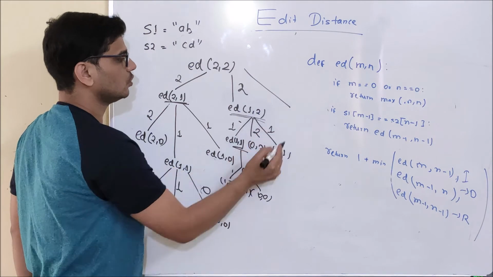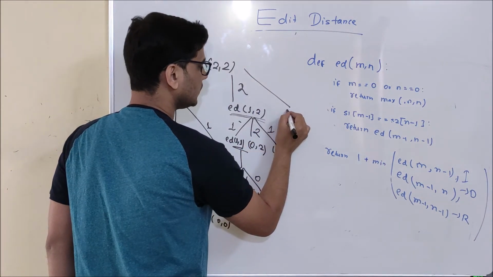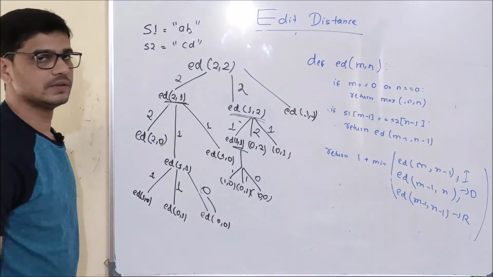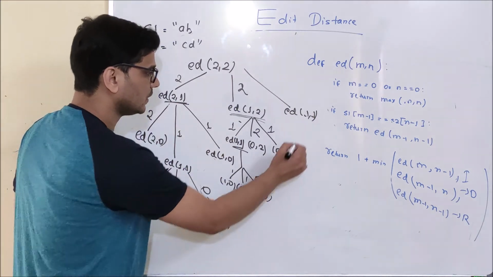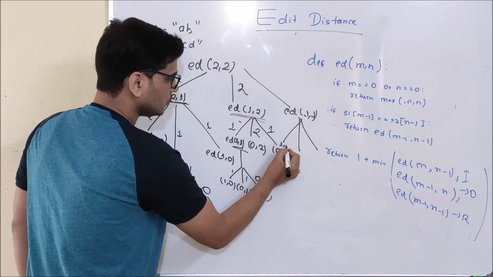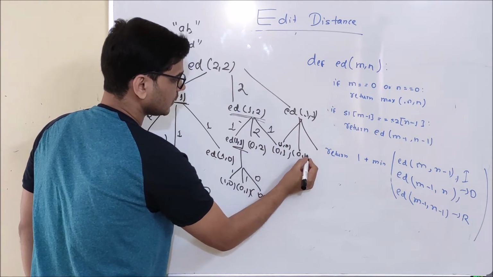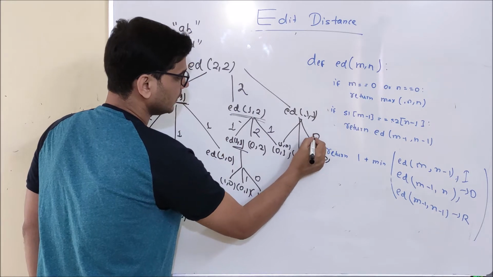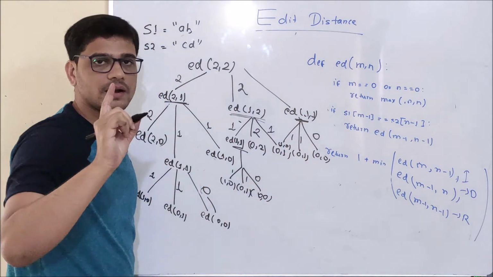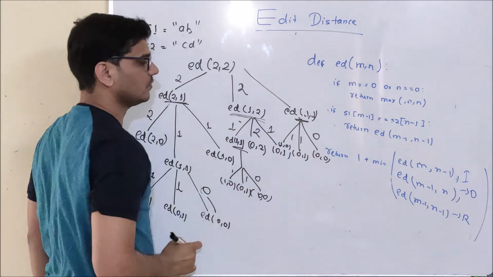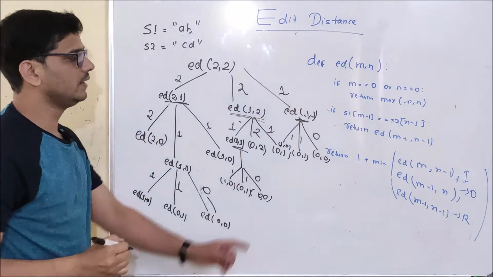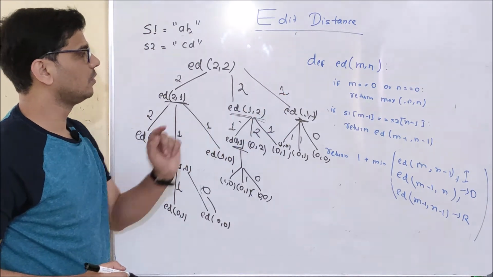Now ed of 2, 2 will perform replace. That is, it will make a function call to ed of 1, 1. And then what will ed of 1, 1 do? It will make 3 function calls: 1, 0, 0, 1 and 0, 0. It will return 0, 1, 1. So ed of 1, 1 will choose the minimum and add 1 to it, 1 plus the minimum of these 3. So 1 plus 0 is equal to 1. So ed of 1, 1 will return 1 from here.